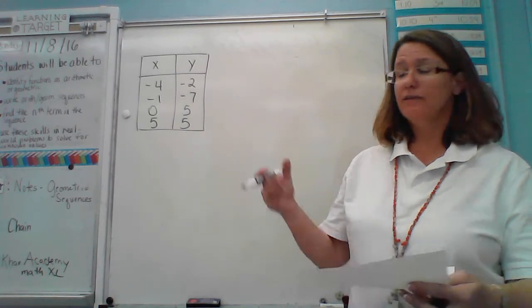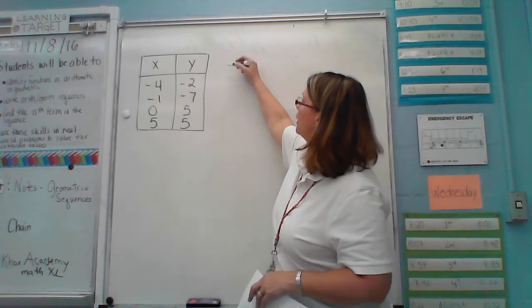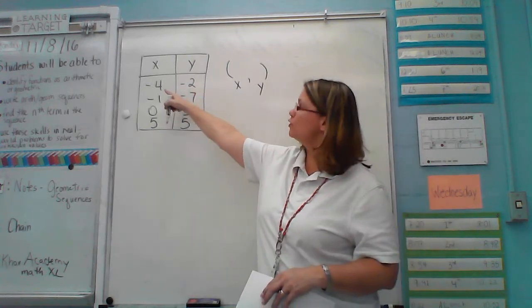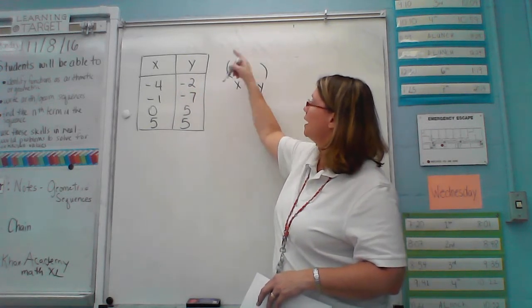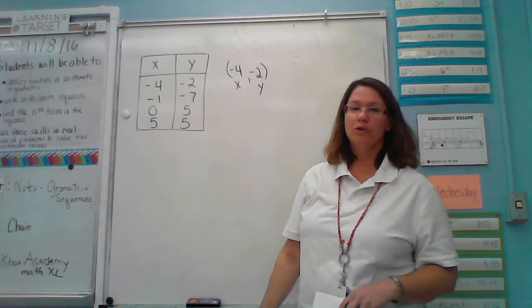Question number 1 says, given the table, list as ordered pairs. So remember, an ordered pair has to have an X and it has to have a Y. So I'm going to take the first X value, which is -4, and I'm going to match it up to its Y value, which is -2. And you've just created an ordered pair.